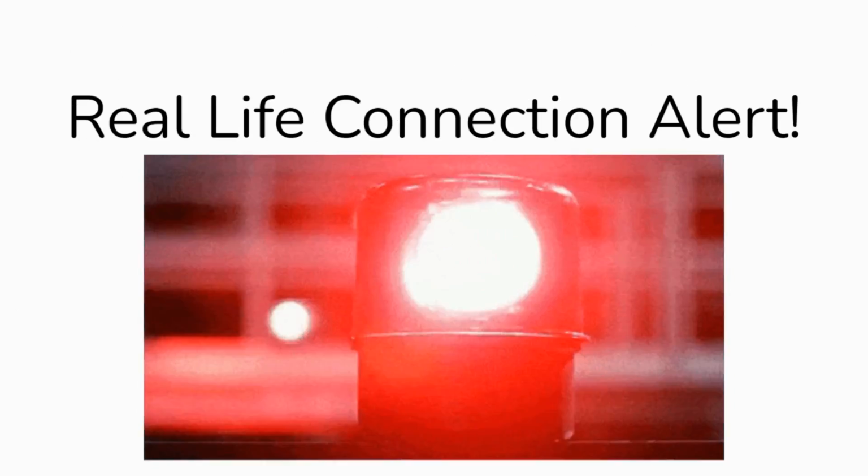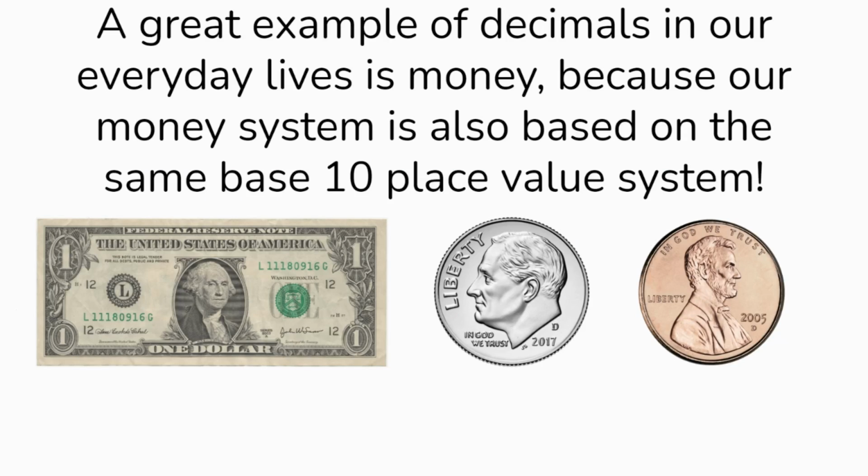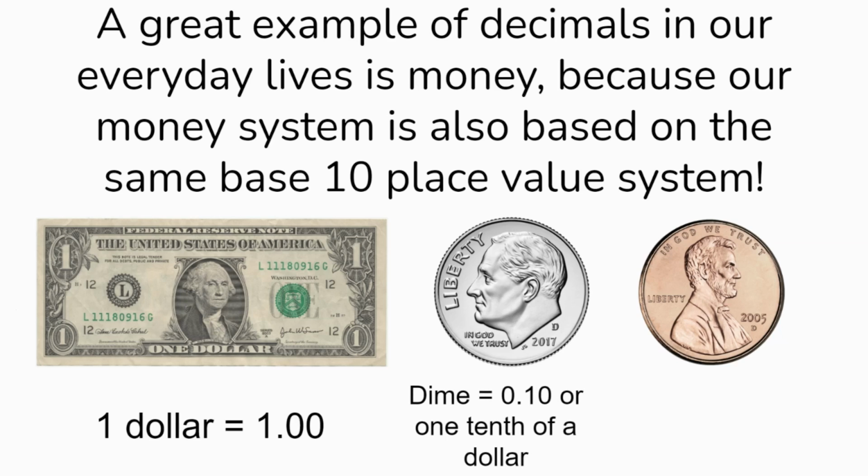And here's a real life connection alert. A great example of decimals in our everyday lives is money, because our money system is also based on the same base 10 place value system that we use for numbers. So $1, that's how we write it. When you look at prices in the store, $1, you see a 1 in the ones place, and then you see a decimal point, and you see a 0 in the tenths place and a 0 in the hundredths place. A dime is 10 cents, and we write that with a 1 in the tenths place. And a dime is 1/10 of a dollar. It takes 10 dimes to equal that $1.